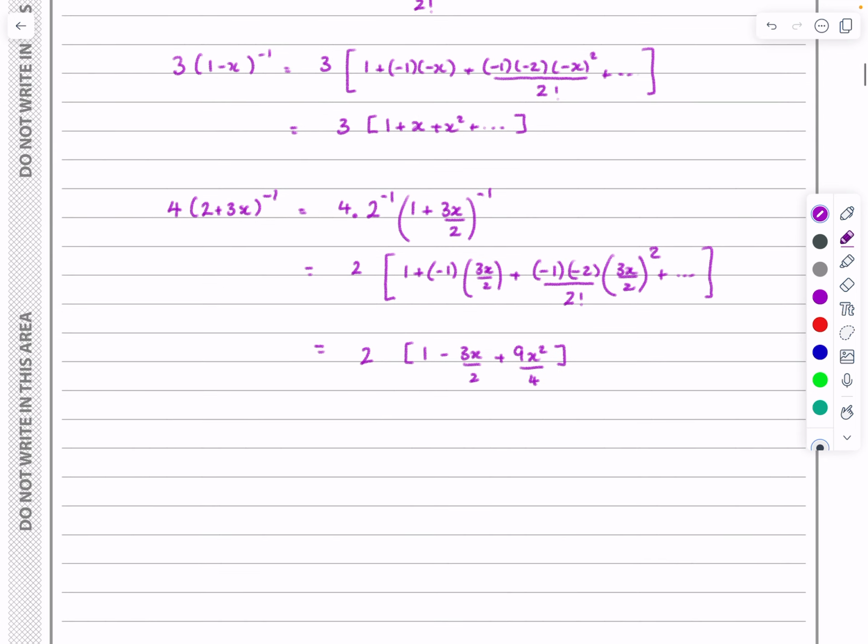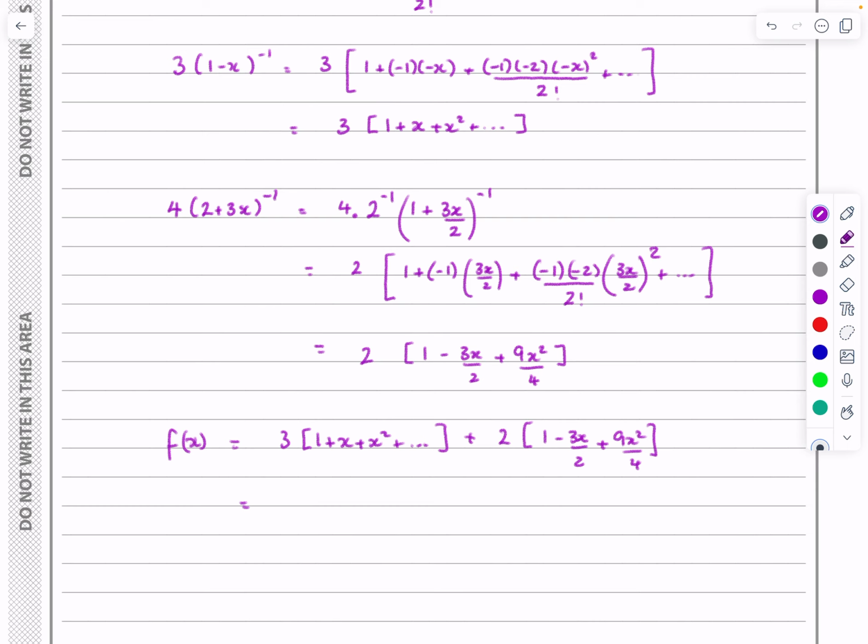So my actual f(x) here works out to be, you could have multiplied these out already, but I just want to keep it all together and then do it all in one go in a minute. So it's 3 lots of that. It's 2 lots of 1 minus 3x over 2, 9x squared over 4. And then you've just got to multiply that all out and take it.